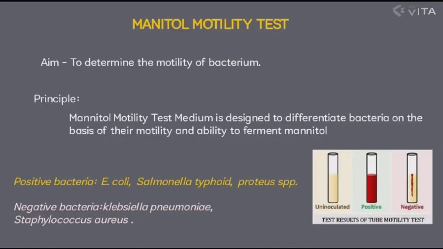Mannitol motility test. Aim: to determine the motility of bacterium. Principle: mannitol motility test medium is designed to differentiate bacteria on the basis of their motility and ability to ferment mannitol. The differential ingredient in the medium is the sugar mannitol. Organisms capable of using mannitol as a food source will produce acidic byproducts of fermentation that will lower the pH of the media. The acidity will cause the pH indicator, phenol red, to turn yellow.